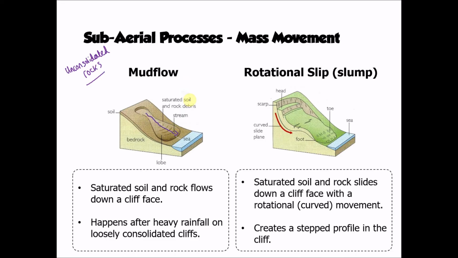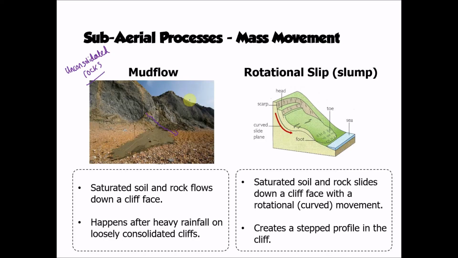Like the example that we saw on the slide earlier. I've got another example of it here. You can see how the cliff here is filled up with water. It's turned that cliff material into mud, and then that mud has flowed down onto the beach here. We can see the muddy consistency and appearance of that mass movement here.